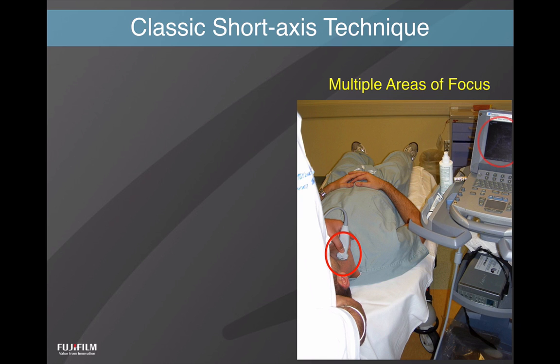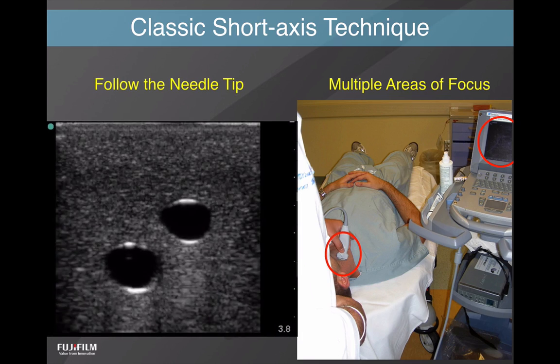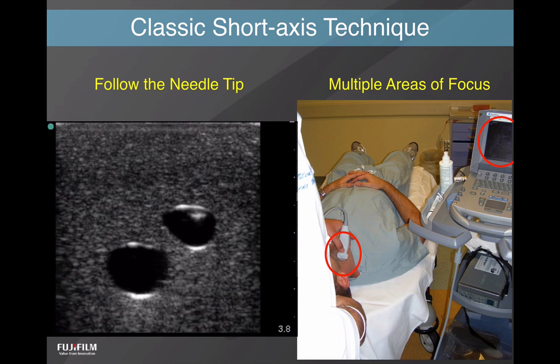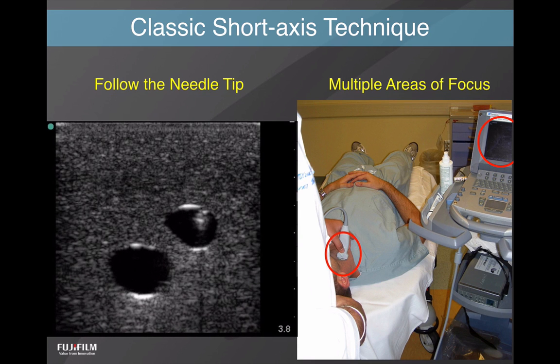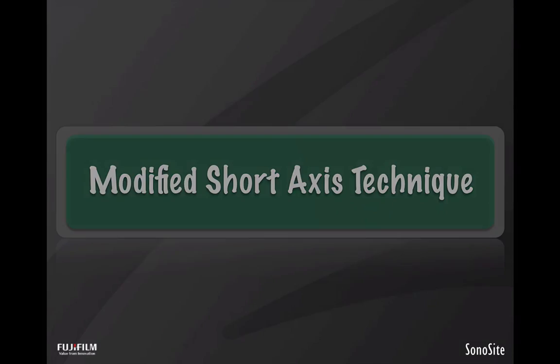So this is the classic thing you're looking at. This is what your ultrasound screen looks like, this is in a phantom. As you can see, you're moving the probe and visualizing the needle tip. It's a great technique. The problem is, beginning or novice sonographers have a really hard time with this. Because of that, I made up this modified short axis technique, which I think is a little bit easier for the novice provider.